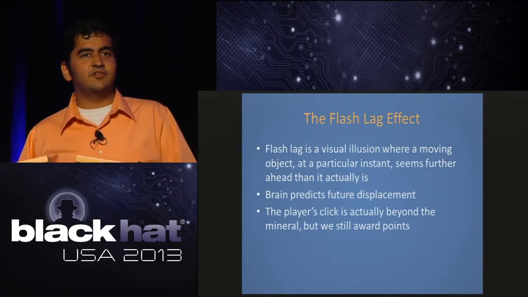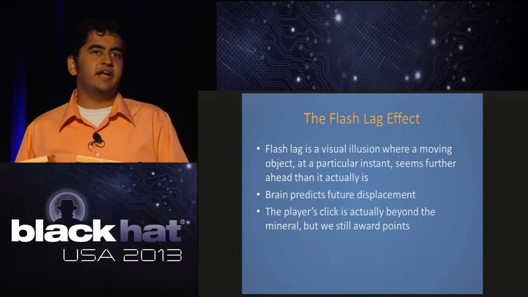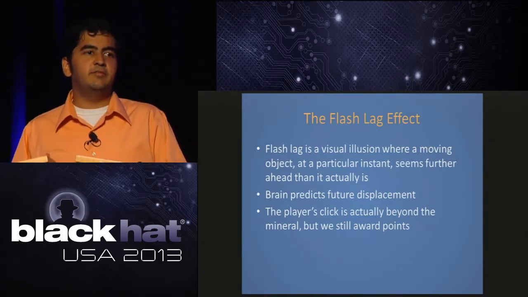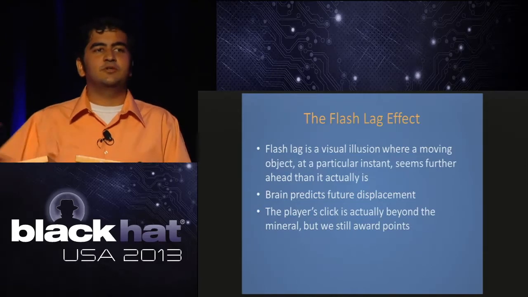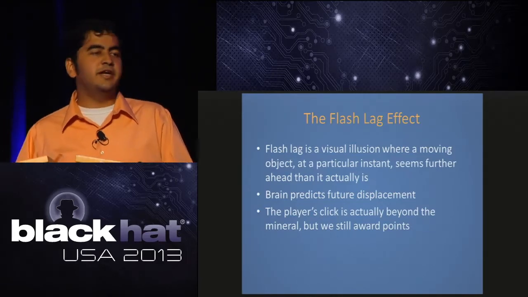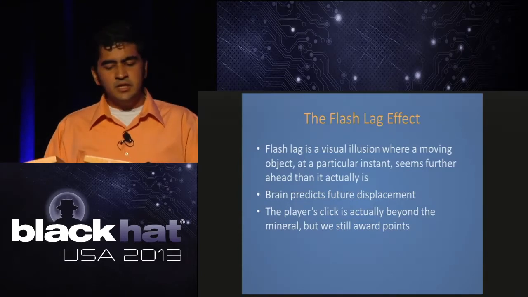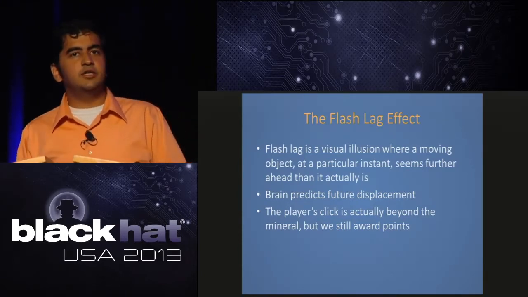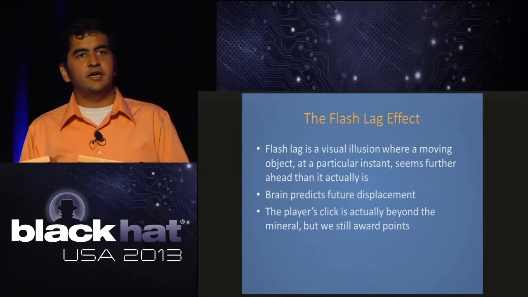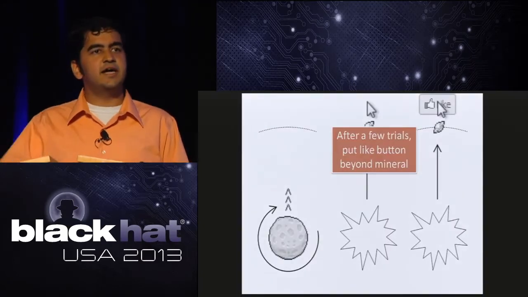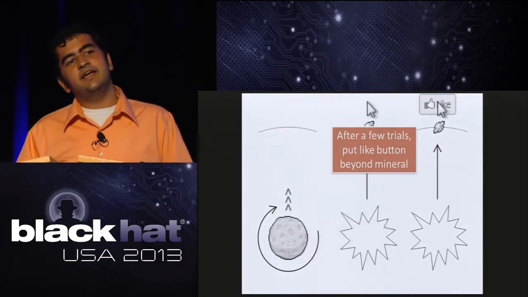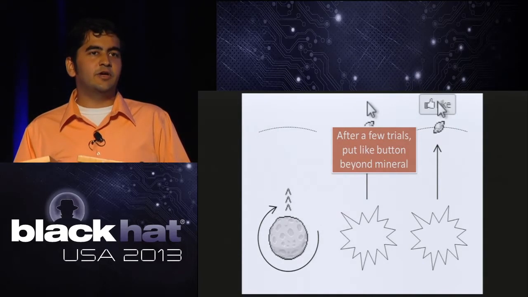Neuroscientists believe that the reason for this is that brains inherently have an idea of inertia, and they believe that a moving object can't suddenly just stop. So we tend to assume that it will be a little further away than it actually is. So we award points every time the user clicks a little bit further. We keep doing this game till the user achieves that click a little bit further, and then we put a like button at that location.